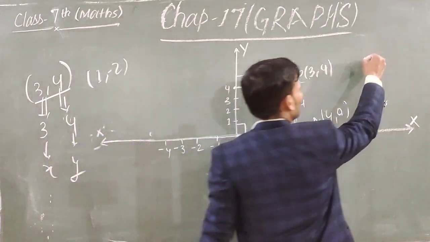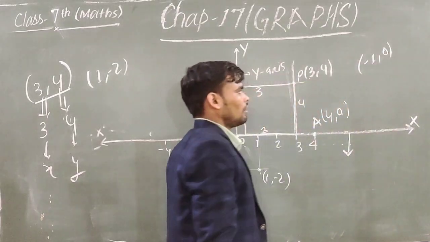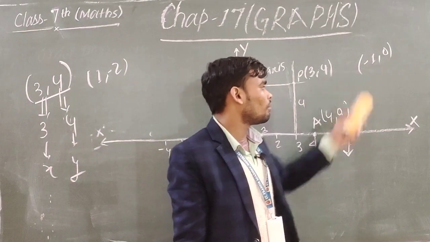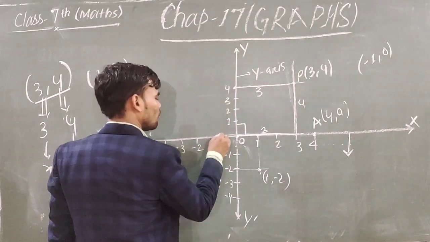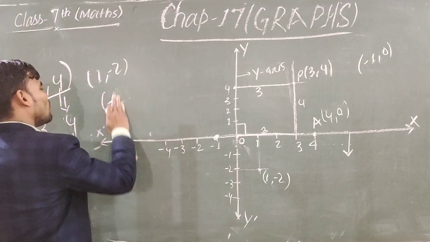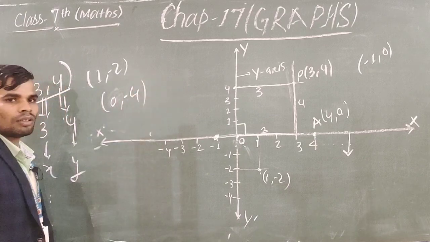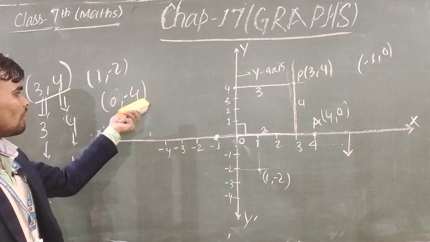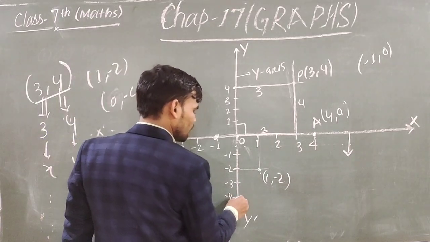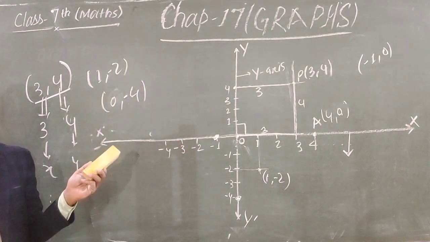For example, if someone is asking you minus 1 comma 0, where will it lie? The y coordinate is 0, so definitely it will lie on the x axis at minus 1. If someone is asking you 0 comma minus 4, where is it lying? The x coordinate is 0, so this point will lie on the y axis, and the y coordinate is minus 4. This is how we will locate a point in the Cartesian plane.